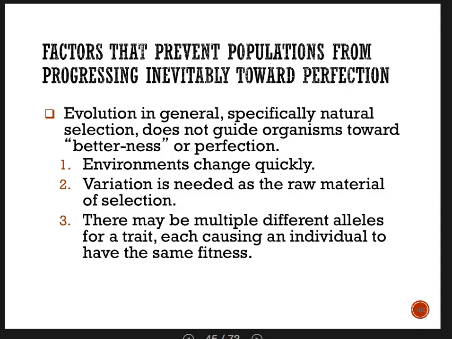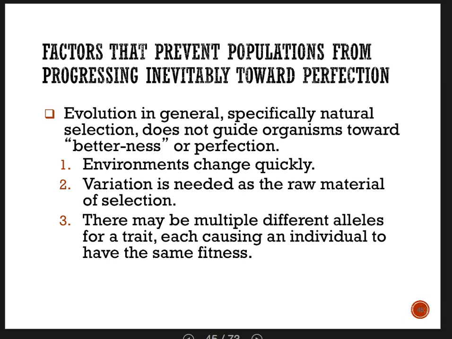Just to summarize here, there are three things that prevent populations from really progressing inevitably towards perfection. I don't like this word inevitably. That's kind of out of your book. The first thing is that environments can change quickly. And I mean quickly on a relative basis, but I'll give you an example on the next page of how they can change fairly quickly. The environments do change quickly. Think about summer versus winter, right? Think about raining versus drought, those kinds of things.